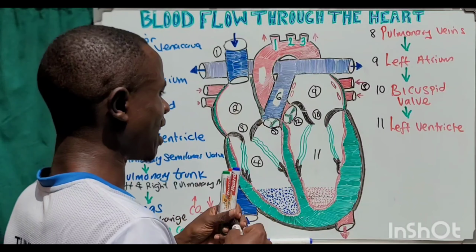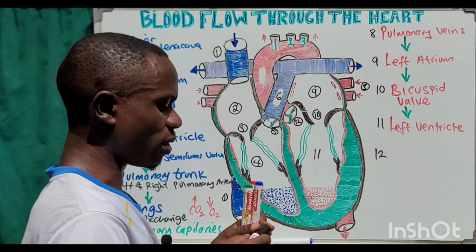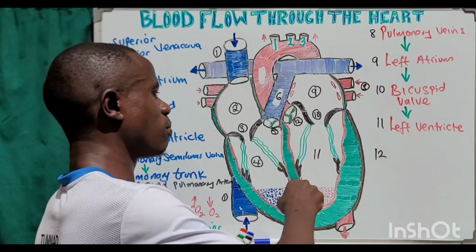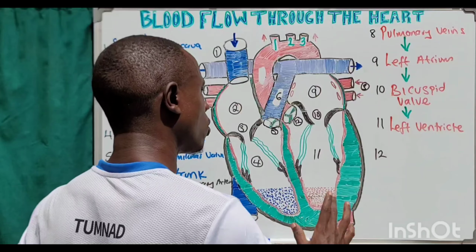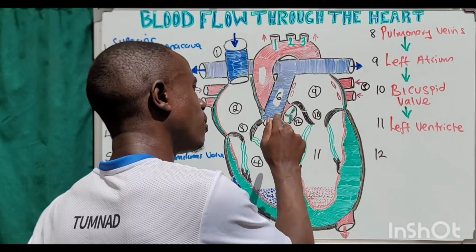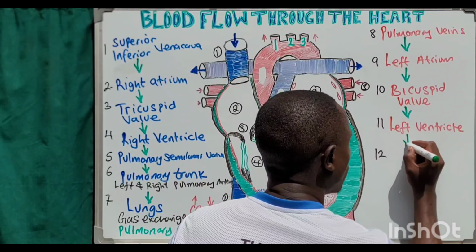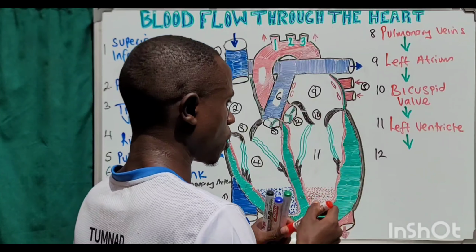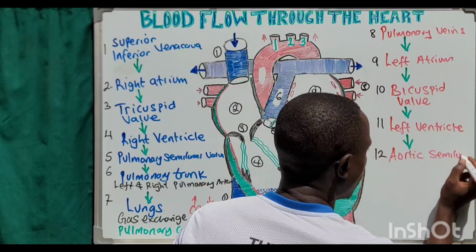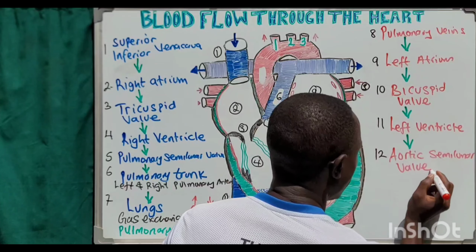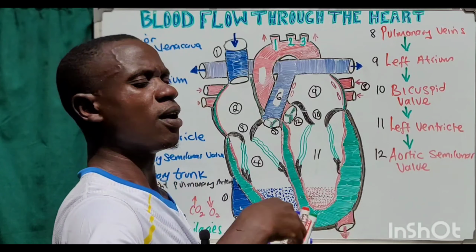These structures here are now my step number 12. You know how these structures are called? These structures are super important. If these structures were not friendly by opening, blood wouldn't leave the left ventricle. In other words, as this left ventricle pumps or contracts, the blood has to knock on these structures. These structures are what we call the aortic semilunar valve.